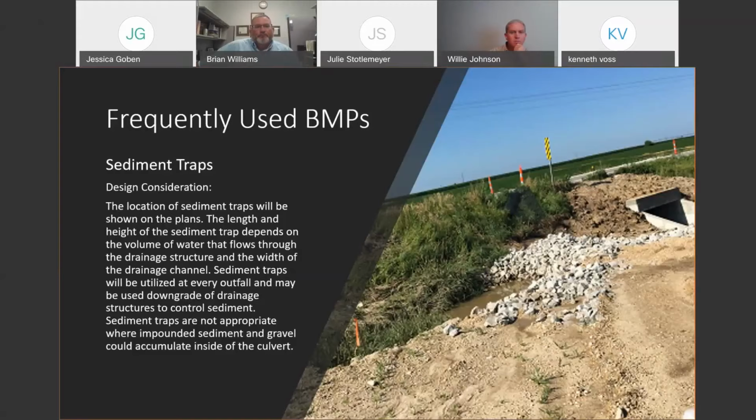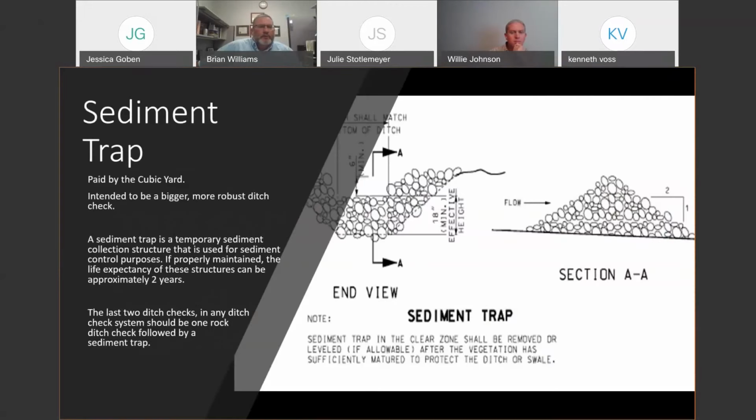So sediment traps are paid by the cubic yard. They're intended to be a bigger, more robust ditch check. That's why there's so much confusion on what do we use and what do we put in, because they look like a rock ditch check. So everybody thinks we'll just throw rock ditch checks out there and it's okay. The sediment trap is intended to be that last line of defense.